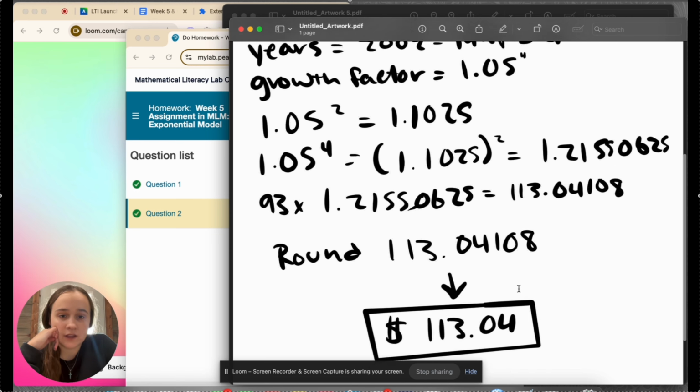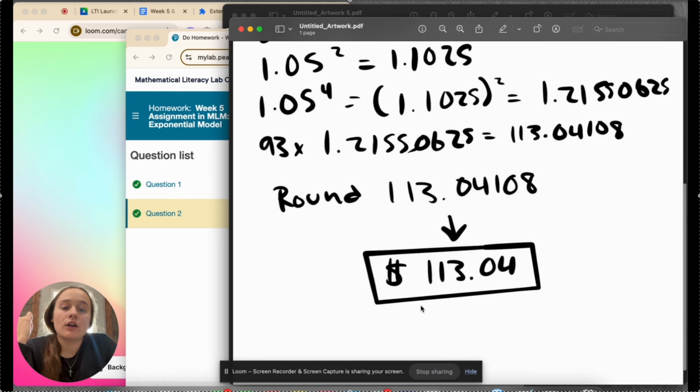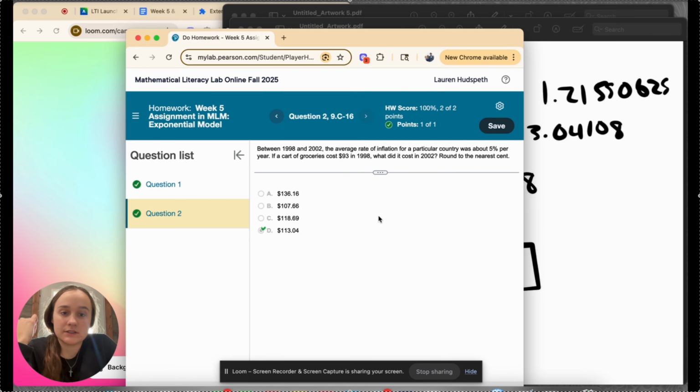113.04108. And then you would round that number, and you would get $113.04 is the cost in 2002.